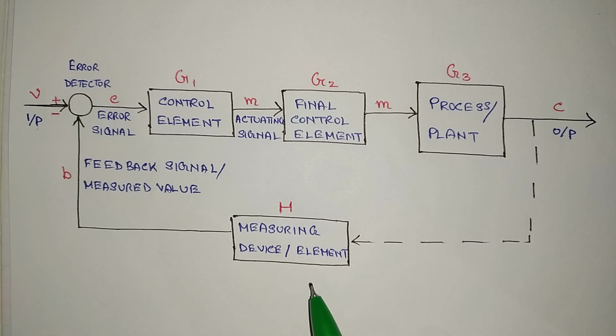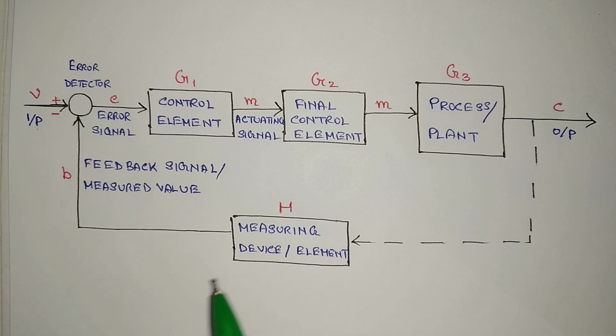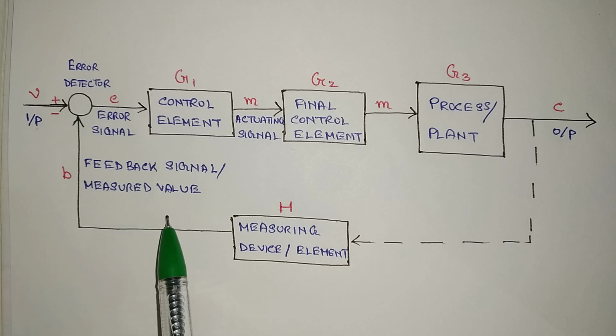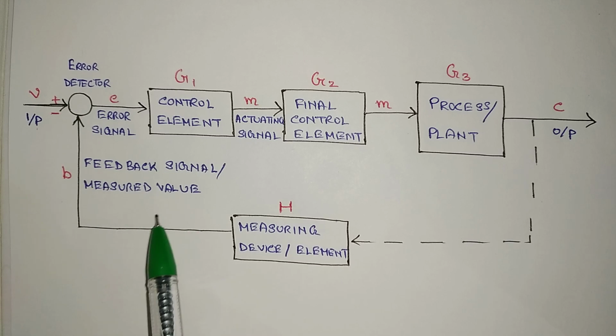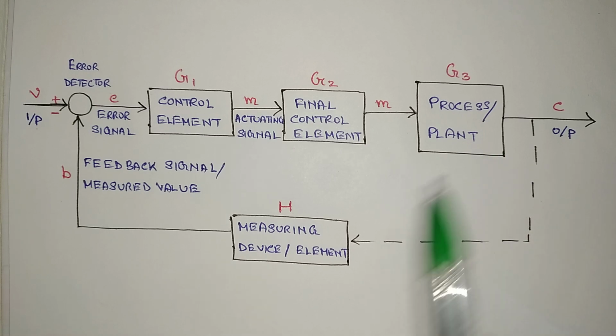This measuring device will now send a signal to our error detector. The signal from the measuring device to the error detector is known as our measured value or the feedback value. This is the measured value, that is the temperature of this plant at that instant.